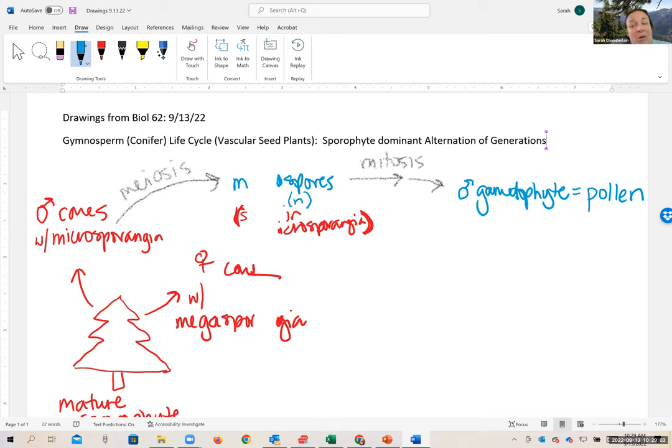So as you know, gametophytes produce something. What do they produce? Egg and sperm. Well, in the case of a male gametophyte, they're only going to make sperm. Okay, we'll come back to the female in a second. And so what process is it? Mitosis. Right? It's mitosis because we're already haploid. We can't do meiosis. Okay? So inside of the pollen grain, you have the production of sperm.